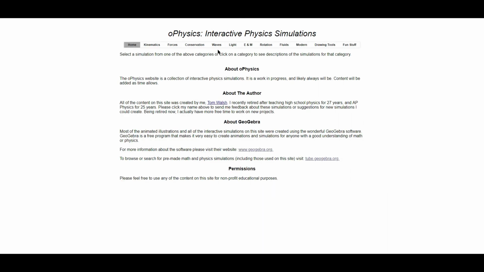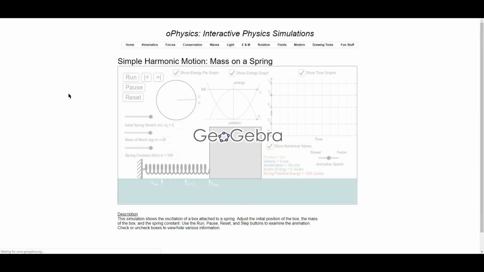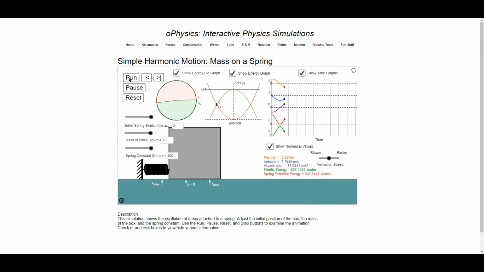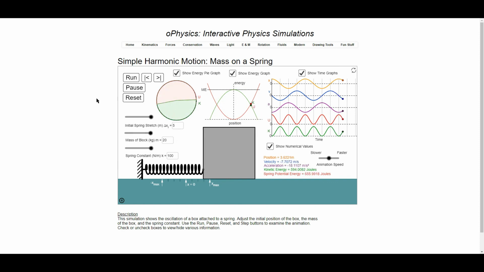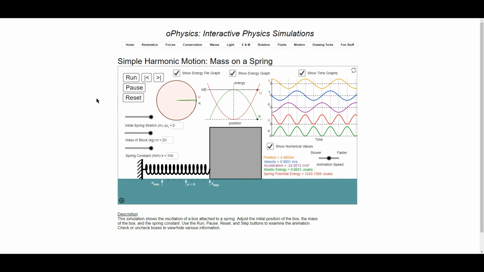Lastly, I'd like for you to go to O-Physics, spelled as it is at the top of the website title there, and go to Waves at the top and go to the second simulation that's listed, where you can find a system like the one that I talked about in this video, and you can see graphs of energy as a function of position, several other graphs like position, velocity, acceleration, and types of energy. It's a tremendously helpful simulation for trying to understand the things that we're learning right now.